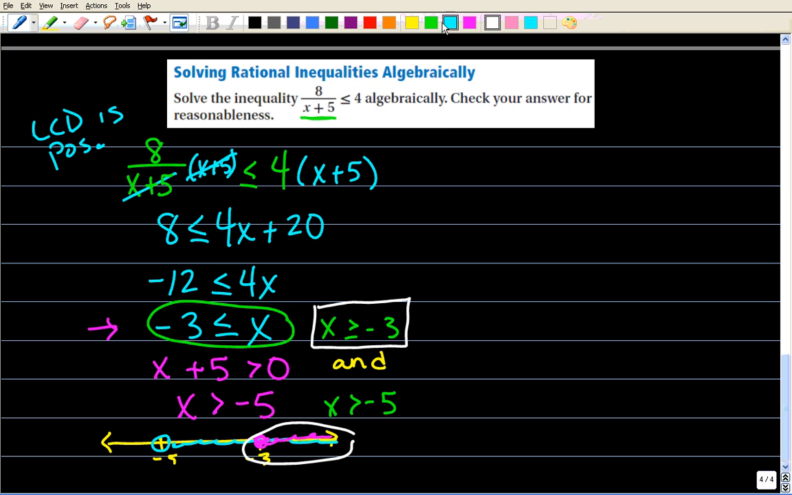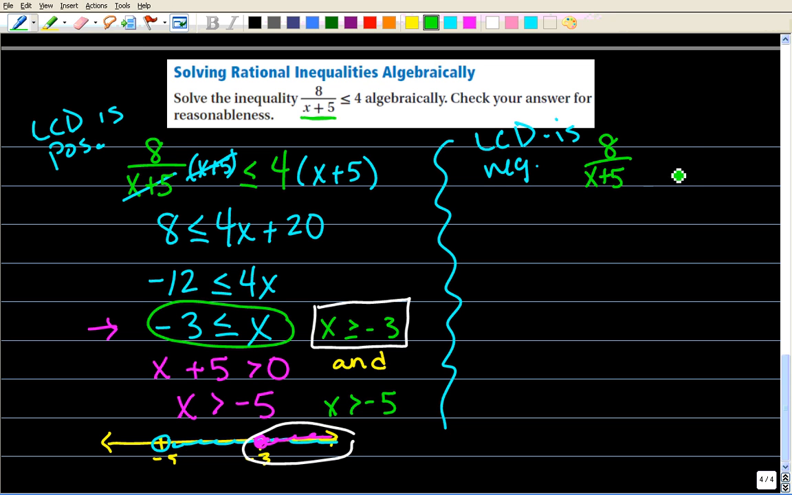Part 2, go back and decide what happens when that least common denominator is negative. So if we have 8 over x plus 5 is less than or equal to 4, and then we want to multiply both sides by that x plus 5 just like we did before.